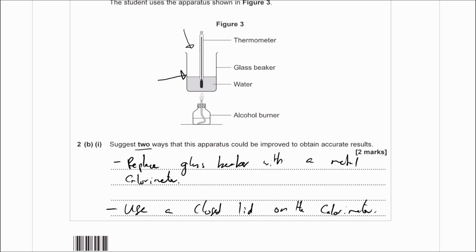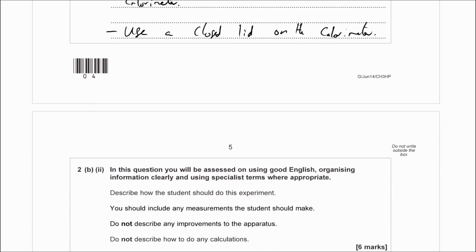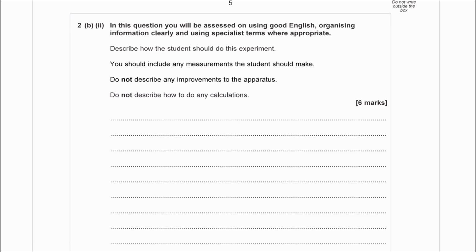We could have also said that you do it in a container which keeps a draft out, because if you have a draft, it takes heat away from your apparatus. We could also have said that we stir the water just so that it's even all the way through. So there are a few different answers that we could have had for this question. Alright, and then 2b, part 2, says, in this question, you'll be assessed on your use of English. Describe how the student should do this experiment. You should include any measurements the student makes. Do not describe any improvements to the apparatus, and do not describe how to do the calculations.